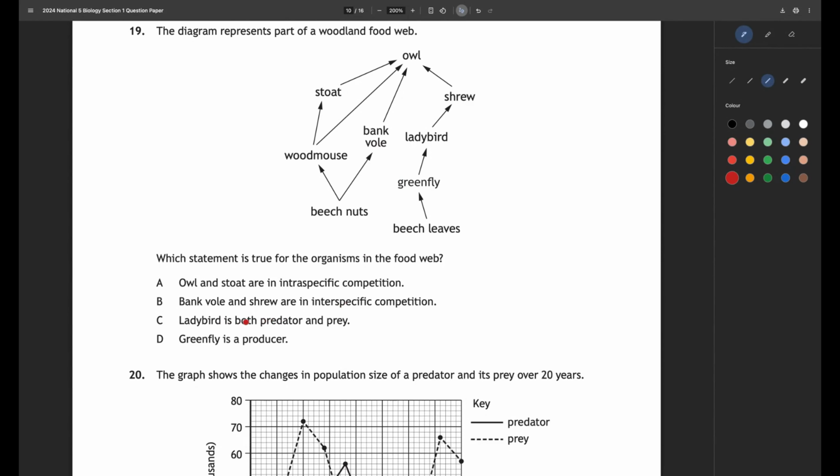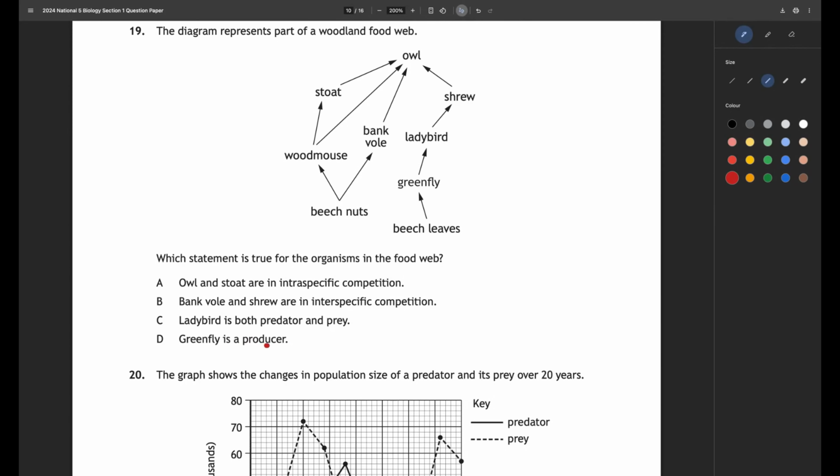C, the ladybird is both predator and prey. Okay, so let's find the ladybird. And we can see the ladybird is in fact the predator of the greenfly, and it is the prey of the shrew. So it is both a predator and prey. Okay, so we think it's C, but let's just eliminate D as an option.